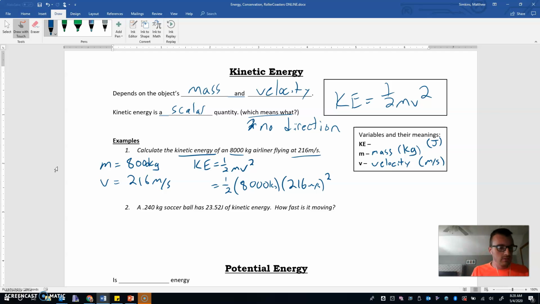Now, it's still really huge. This is a really huge number here. But again, it's an airliner flying through the air at a really high speed. So 1,866. Good thing there's not another 6. Okay, so that is a lot of joules. That's 186 million something joules. But that's how much kinetic energy an airliner would have flying that fast.